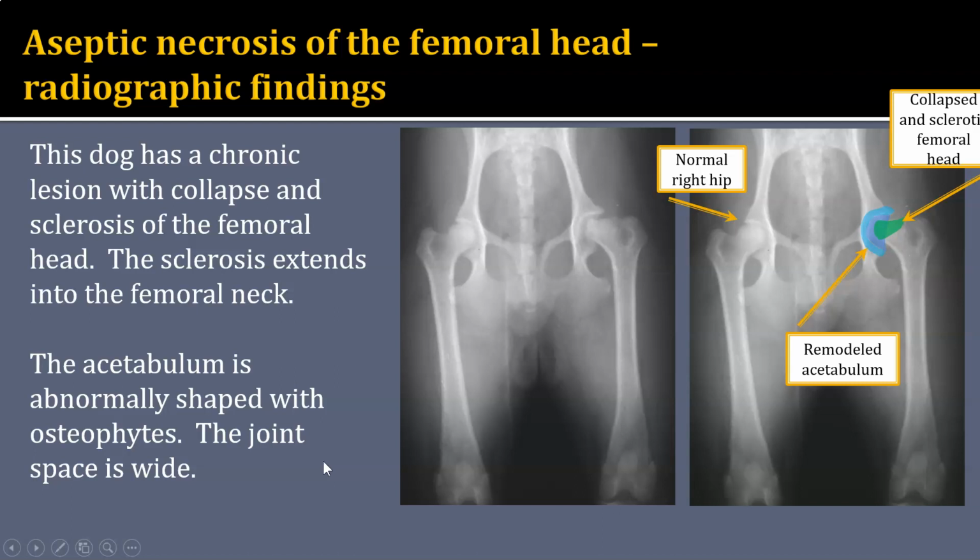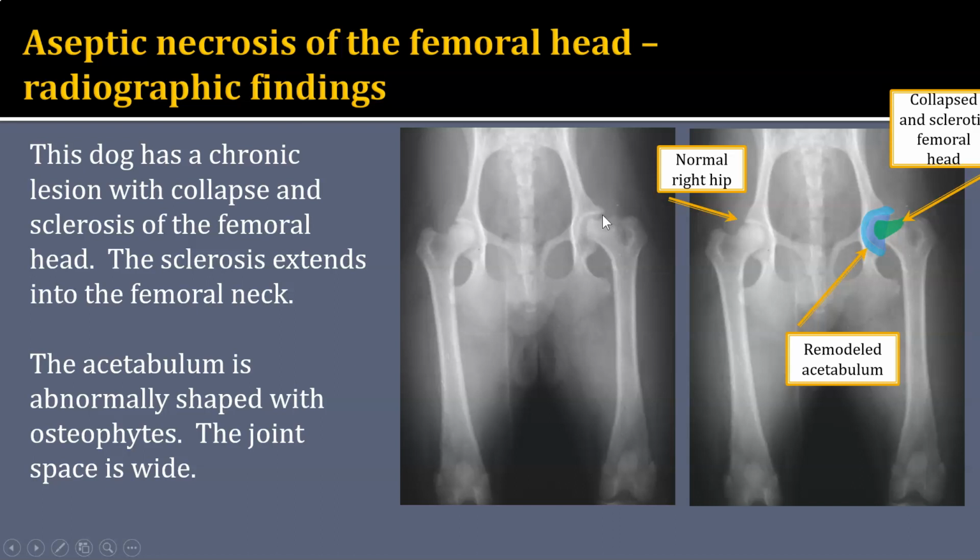This is a patient that has a chronic lesion of aseptic necrosis, such that the femoral head no longer has radiolucencies within it, but has sclerosis. Some of the sclerosis goes into the femoral neck, and then the outer or lateral portion of the femoral head is completely collapsed upon itself, and so it is quite misshapen.